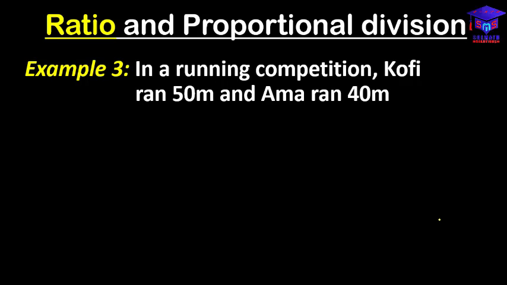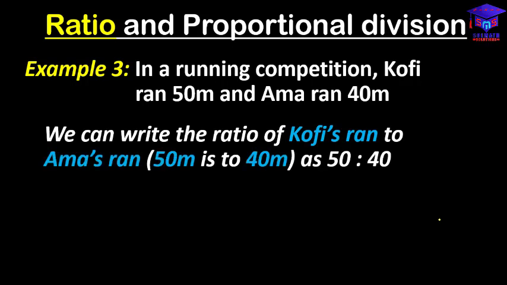Now let's look at this one too. In a running competition, we were told that Kofi ran 50 meters and Ama ran 40 meters. And so we can write that the ratio of Kofi's run to Ama's run, which is 50 meters is to 40 meters, as 50 is to 40, right? But we have to remember that every time we have to write our ratios to the lowest term by dividing by the highest common factor, and the highest common factor is what? 10. So we divide both sides by 10.